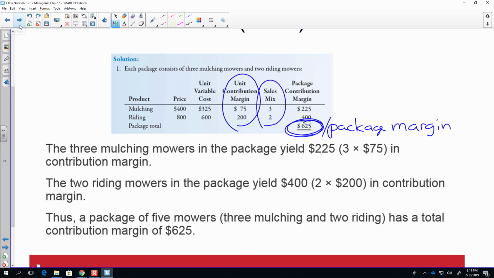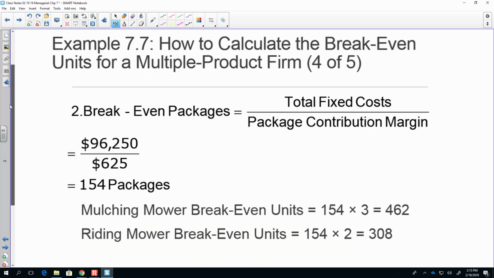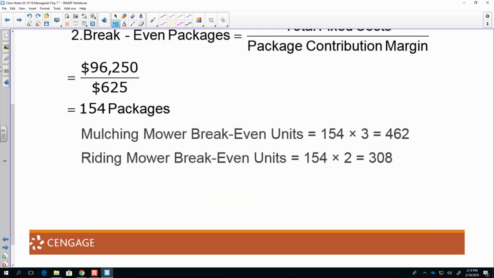So we're going to look at our packages. How many packages? Once I have the number of packages, there's a final step. To take the package amount, multiply by the sales mix, 3 and 2 to get our units.